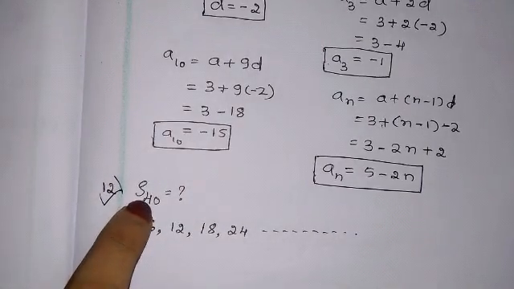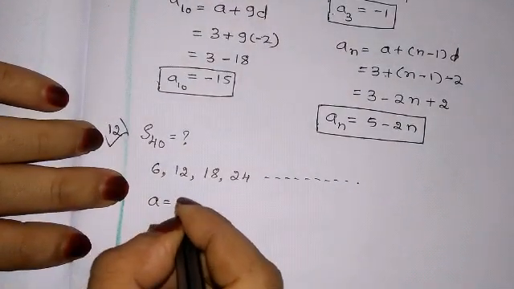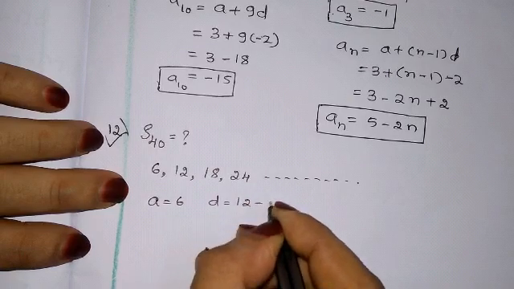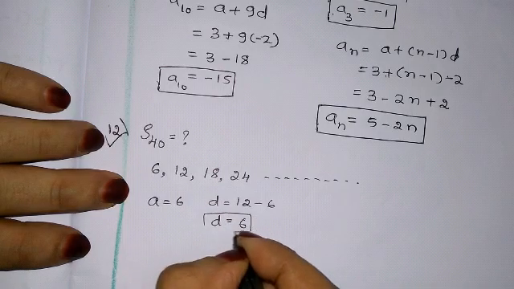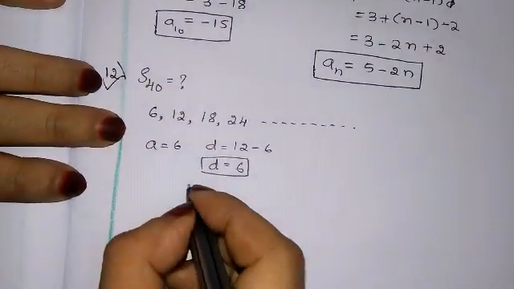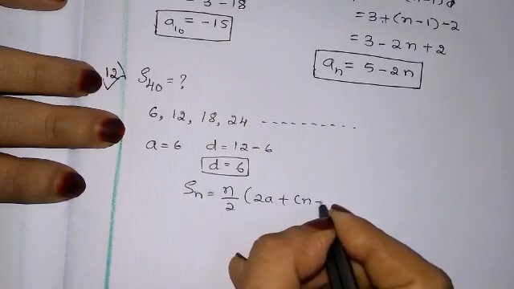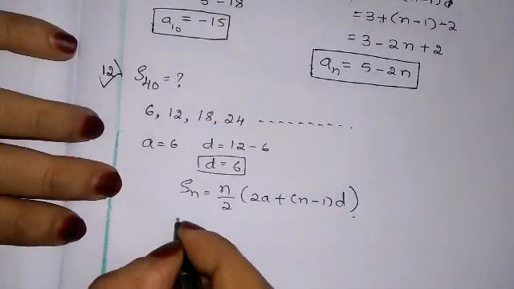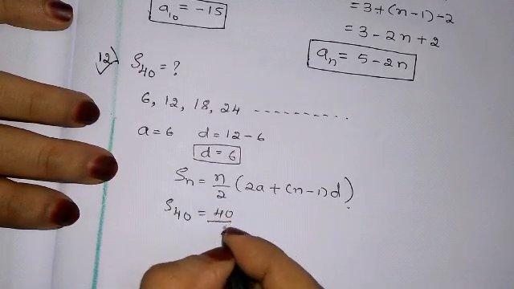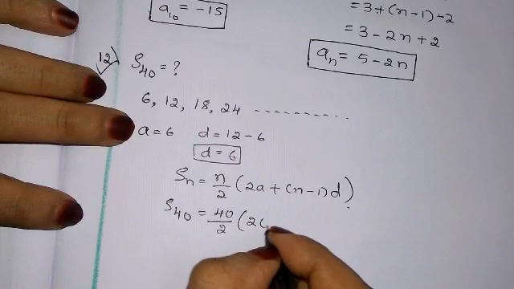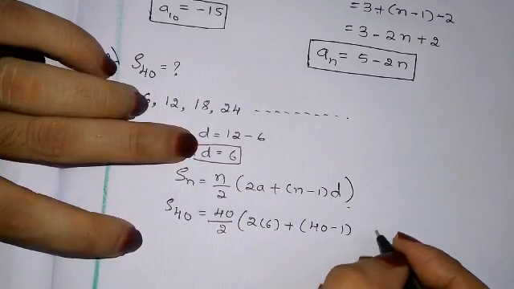Sum of the first 40 terms they have told us to find. a is equal to 6. d is equal to 12 minus 6, that is the second term minus the first term, 6. We got it. Now, the Sn formula you know: n by 2, 2a plus (n minus 1) d. S40 is equal to 40 by 2, 2a plus (40 minus 1) d, d is 6.